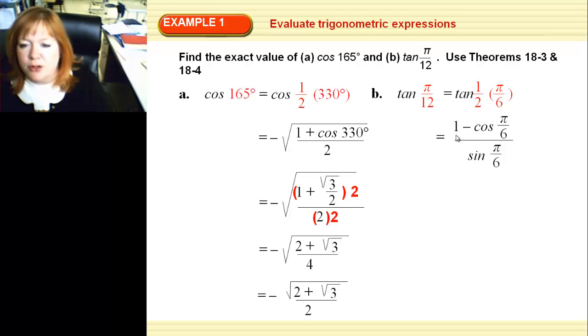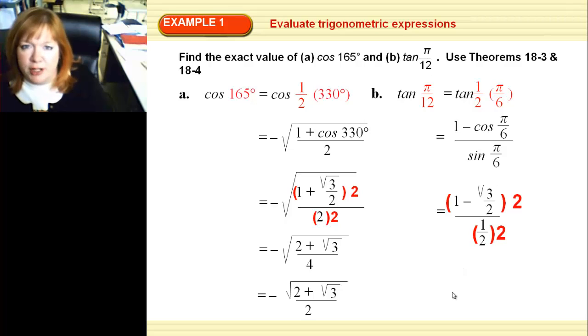So if I do my tangent half angle formula, tangent of half theta is 1 minus cosine of that angle over the sine of that angle. So we're going to end up with 1 minus square root of 3 over 2 divided by a half. Here again, we have fractions within a fraction. So I'm going to multiply top and bottom by 2, and that'll eliminate my fractions in my numerator and my denominator. 2 times 1 is 2. 2 times square root of 3 over 2 means the 2's will cancel, and the 2's will cancel there. So I'd end up with 2 minus square root of 3, because the denominator becomes 1 and anything over 1 is itself.